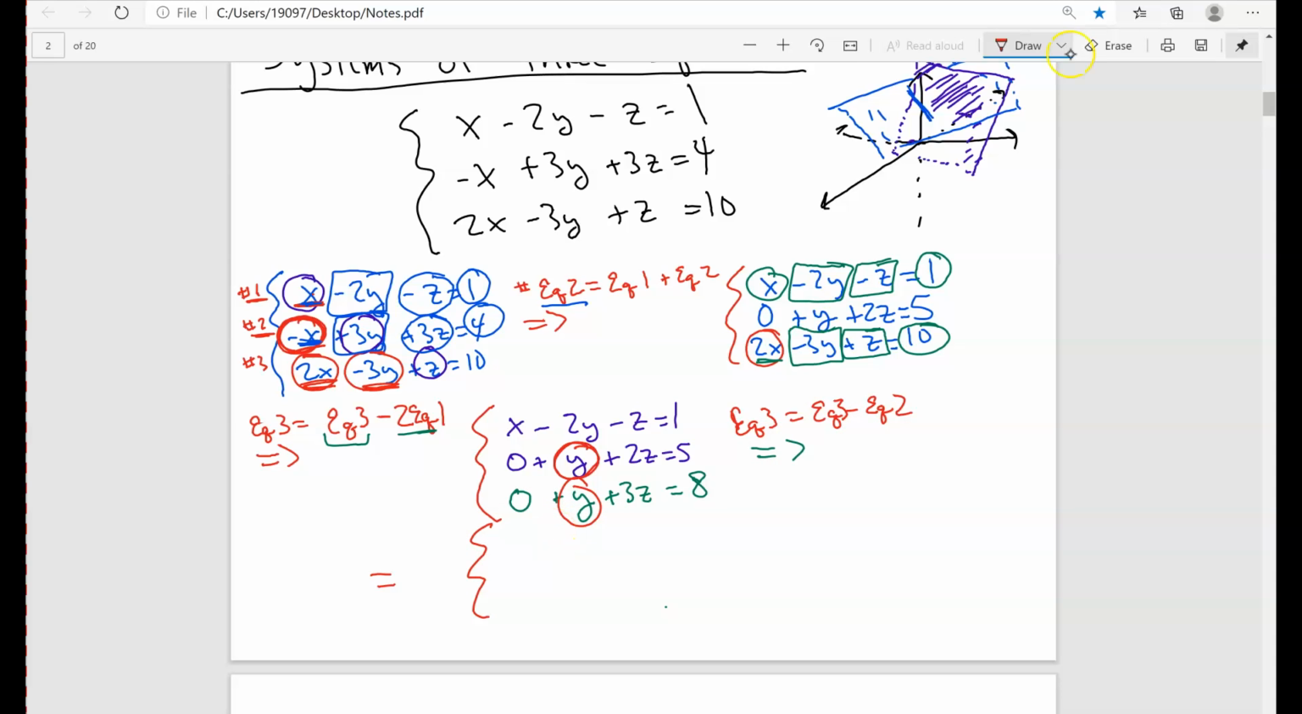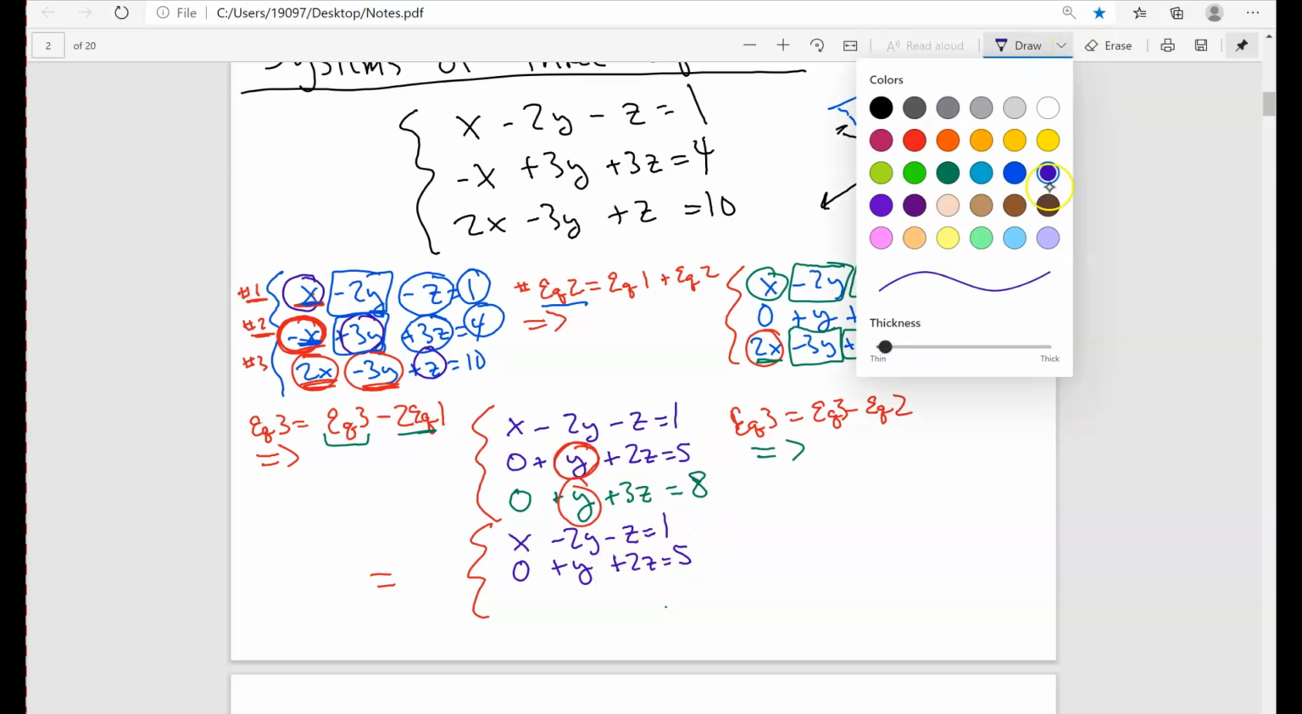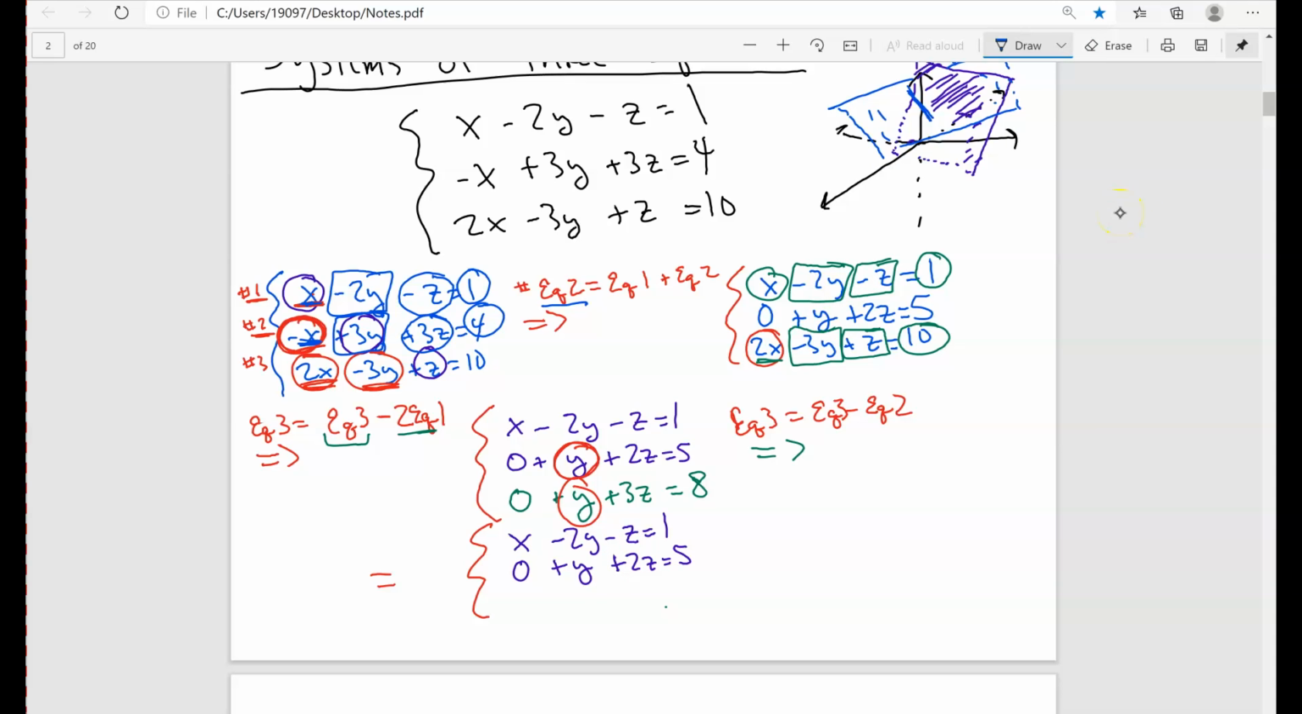So what I'm going to get is that equation 1 and equation 2 are going to stay the same. So x minus 2y minus z equals 1. 0 plus y plus 2z, these guys stay the same. And now I'm going to just subtract these guys. So it's going to be this minus this, that gives me 0. 0, 0 gives me 0. This and this gives me another 0. So equation number 3 minus equation number 2, that's going to give me a positive z. And then 8 minus 5 is going to give me a 3.